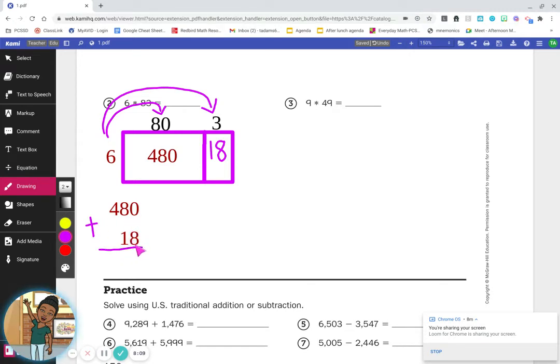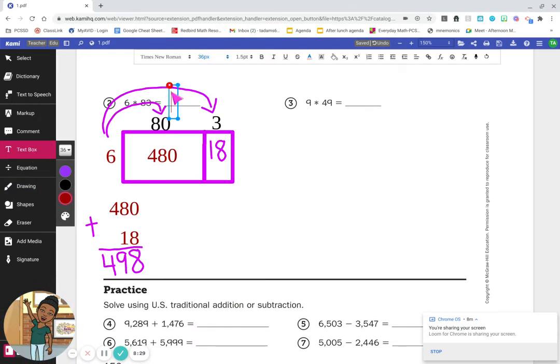0 plus 8 equals, yes, 8. 8 plus 1 equals 9. 4 plus 0, yes, 4. So I know that 6 times 83, go back to my text box, is 498. 6 times 83 is 498.